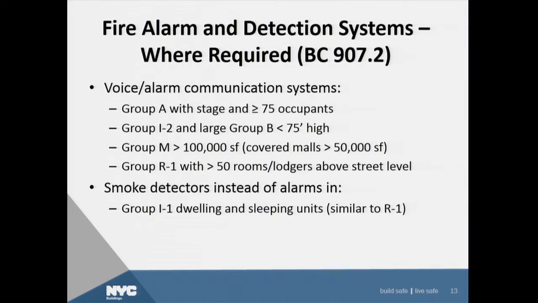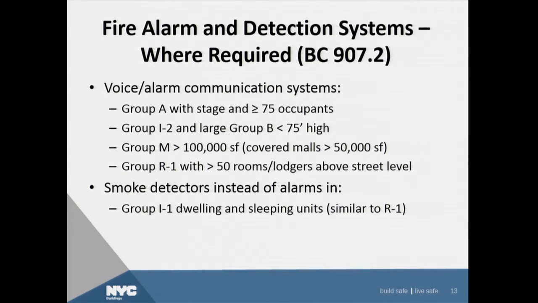Group I2 are hospitals and nursing homes, and large Group B that are less than 75 feet high. We already had the voice communication system for the high-rise Group B business, but not for the large footprint business. Group M, that's mercantile, 100,000 square feet, and covered malls greater than 50,000 square feet. And Group R1, those are hotels with greater than 50 rooms or lodges above the street level. A voice communication system, a voice alarm communication system.